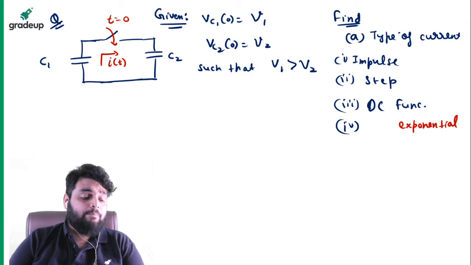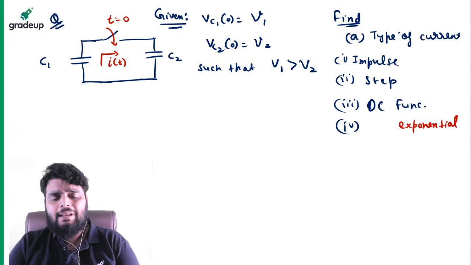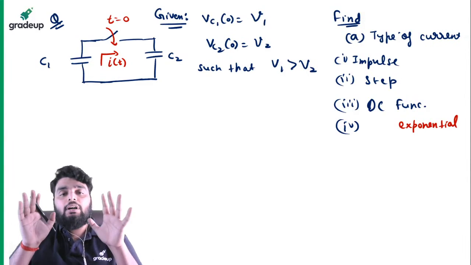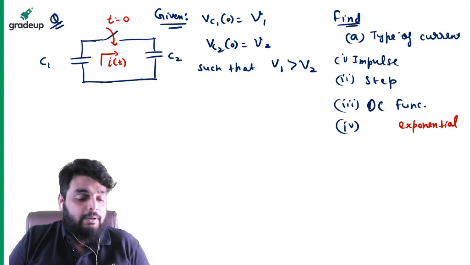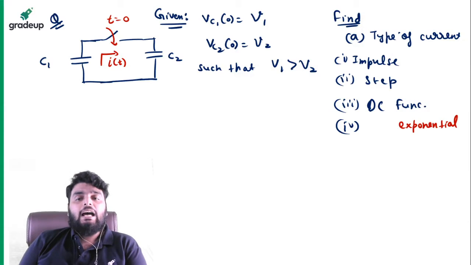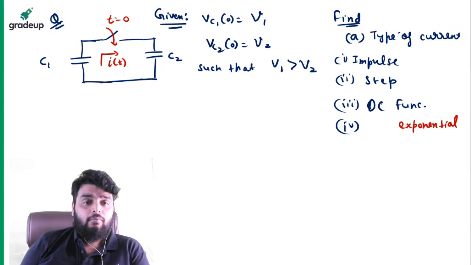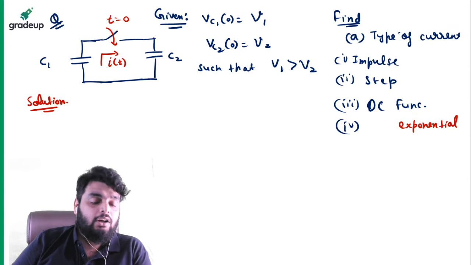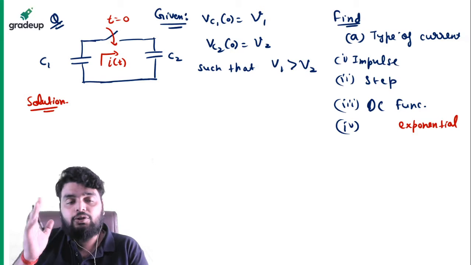Now, everyone, reply, guys. Tell me what will be the answer and why. Give me a brief introduction or brief reason. What will be the type of current here? To see the solution, I will give you the solution in two ways: one is the conceptual way, one is the logical way.